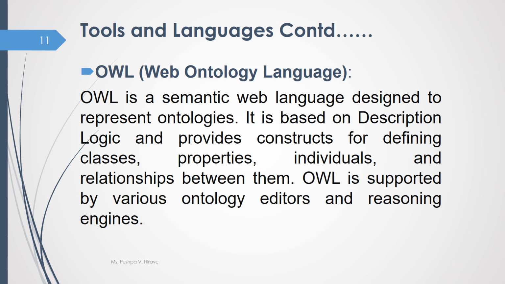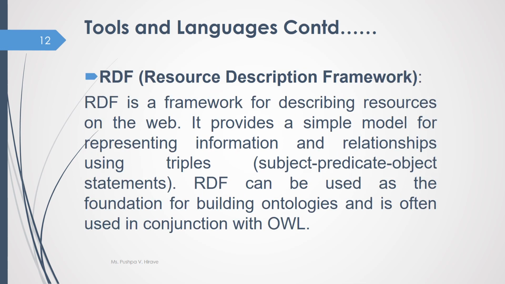OWL is a semantic web language designed to represent ontologies. It is based on description logic and provides constructs for defining classes, properties, individuals, and relationships between them. OWL is supported by various ontology editors and reasoning engines. The next one is RDF, that is Resource Description Framework. RDF is a framework for describing resources on the web. It provides a simple model for representing information and relationships using triples, subject, predicate, object statements. RDF can be used as the foundation for building ontologies and is often used in conjunction with OWL.